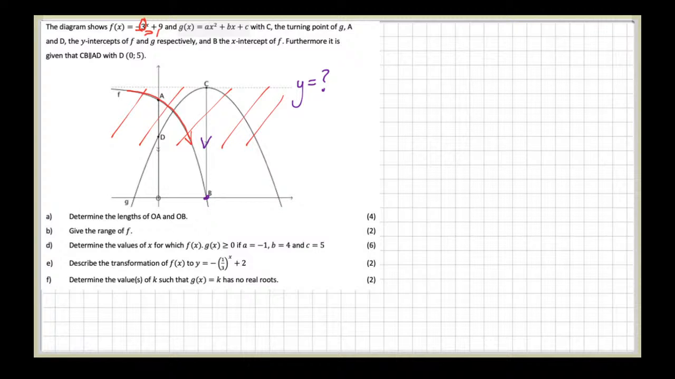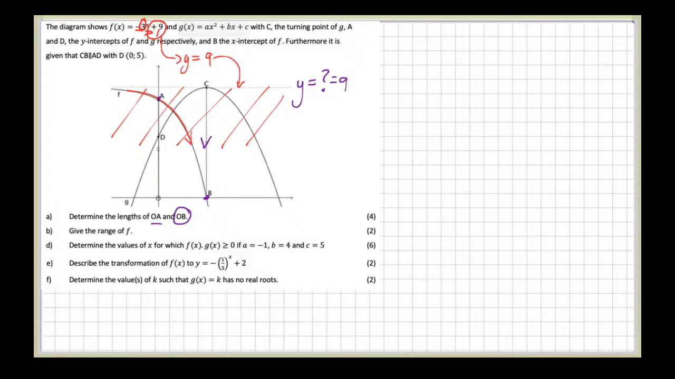Okay, let me leave that one there. And then lastly, the plus 9 is the asymptote. Oh, but that's fantastic, because that then is the turning point of my parabola. Fantastic, the y value. I would still like the x value of your turning point, but let's quickly look at the first question. The first question asks us, determine the lengths of OA and OB.